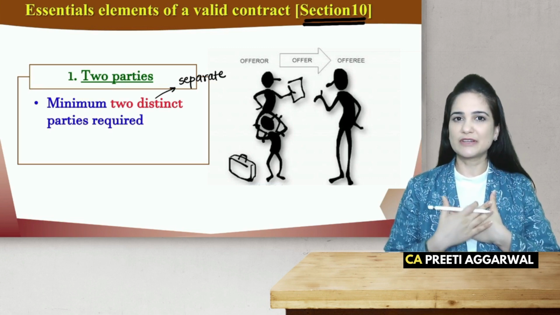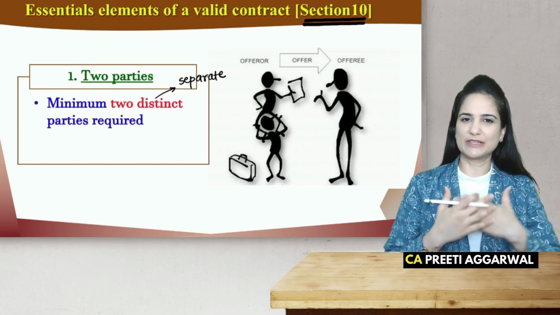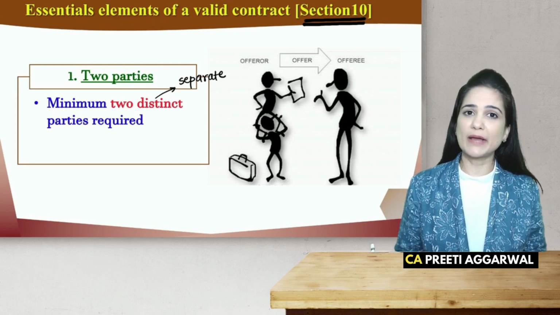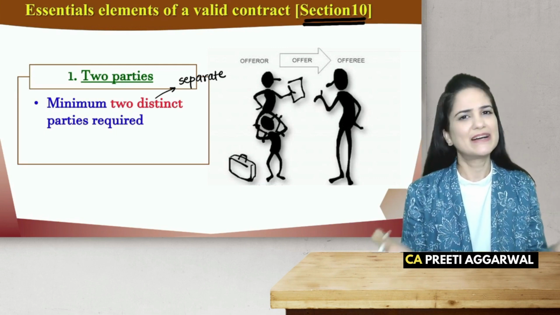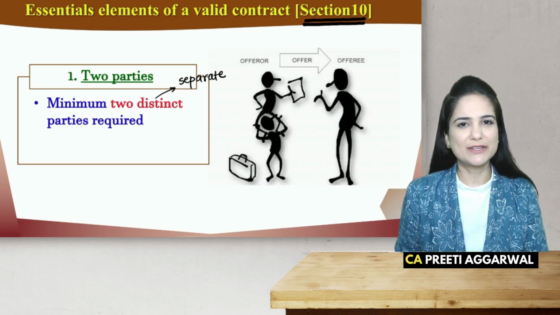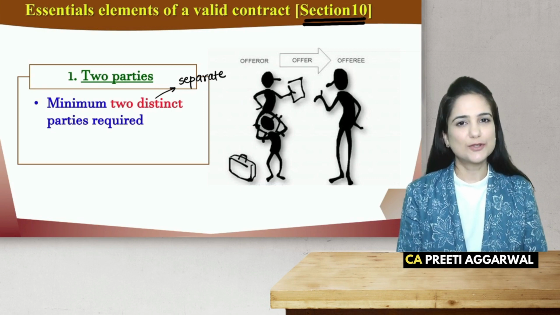One who gives the offer and the other person to whom the offer is given. You can also say one who gives the offer, the offerer, and the other person, offeree. You can't give the offer to yourself. Will you buy my car? Yes, I will buy my own car. That's not possible, no? So we need minimum two persons to enter into a valid contract. So the first element is two parties.